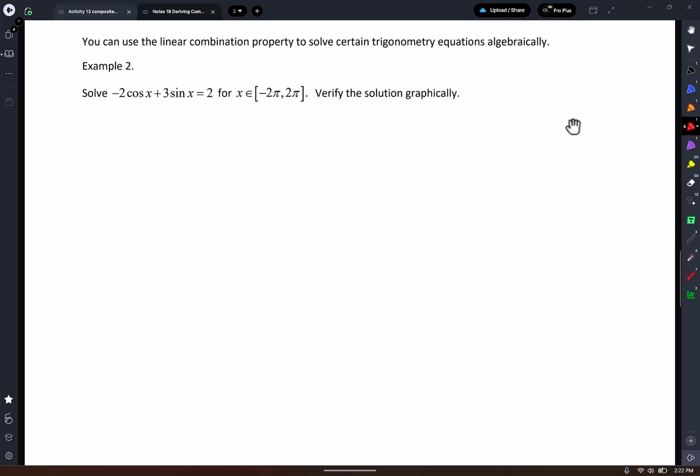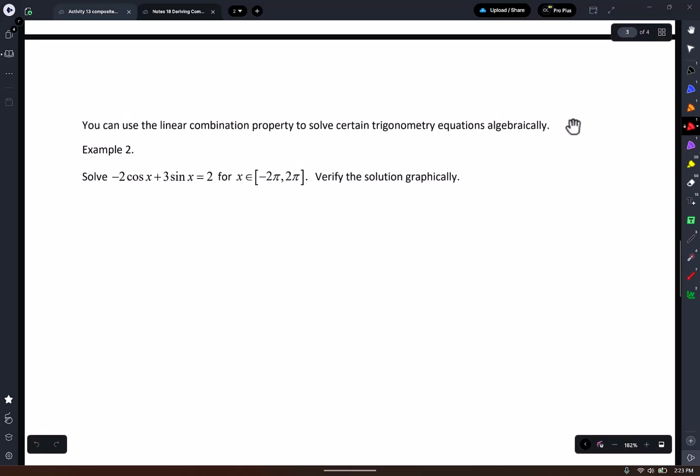All right. So in example 2, guys. So it says here you can use linear combination property to solve certain trigonometric equations algebraically. Chav, what is this linear combination property? That's what we did yesterday or 2 days ago. Yes, Monday.